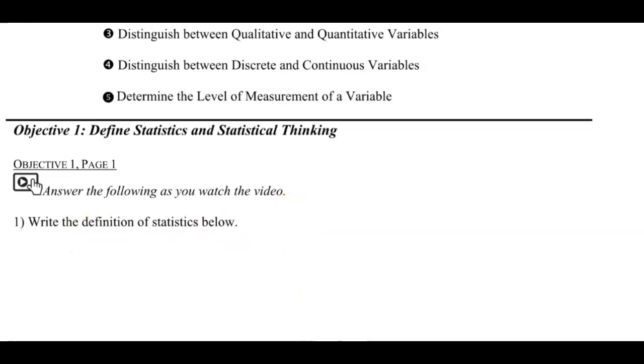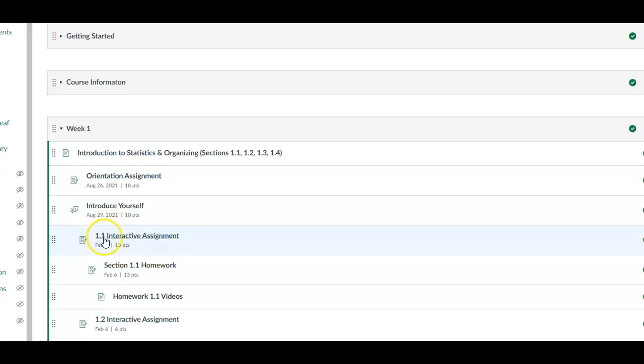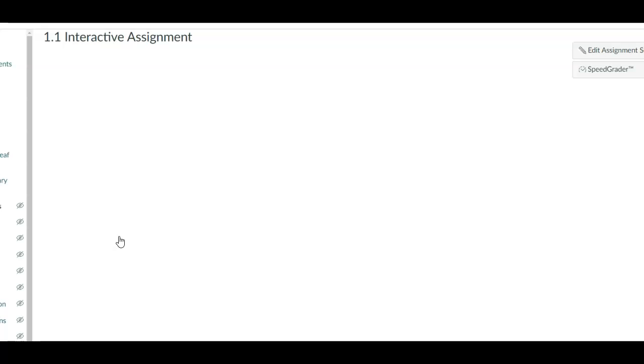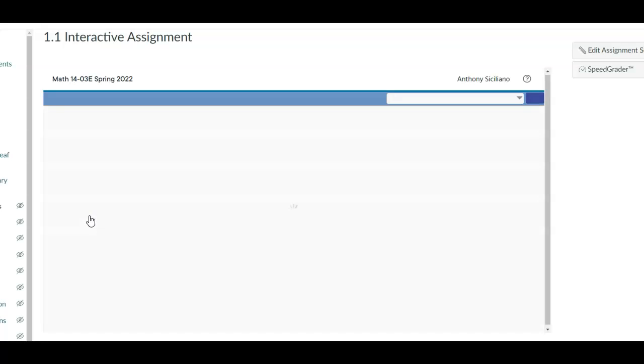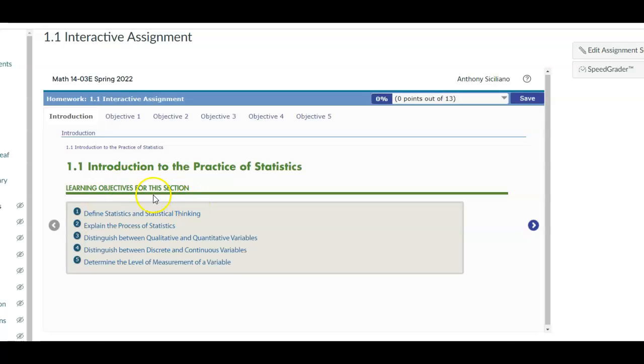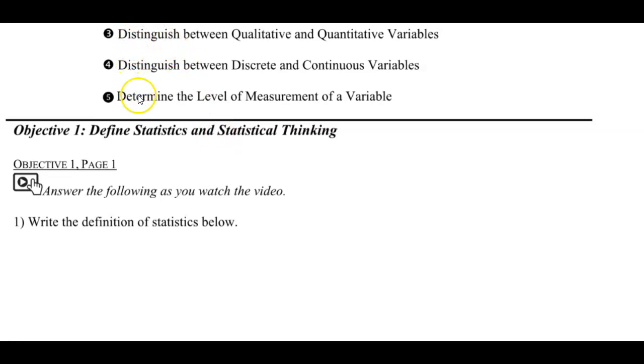I'm going to go back to Canvas and click on the 1.1 Interactive Assignment. You're going to want to complete this. This is basically your textbook. Here it just says to start the assignment, so you'll click on that. It's going to pull up the same thing you were looking at. It says section 1.1, Introduction to the Practice of Statistics, and here again it has the objectives that you saw on this page.